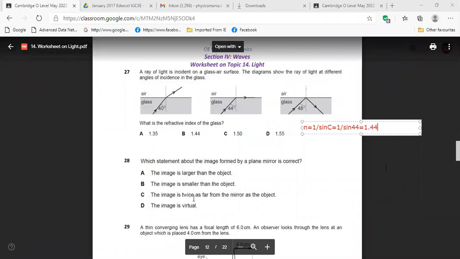Now if you get a similar question like this, you can answer, right? And if I ask you what is called the critical angle, you will not take that much time, isn't it? Now, can you tell me what is the critical angle? Can you try again?